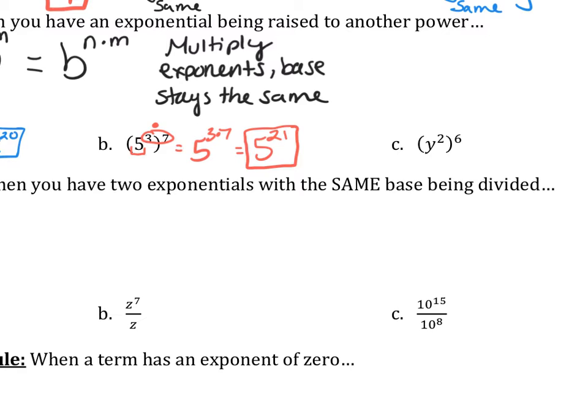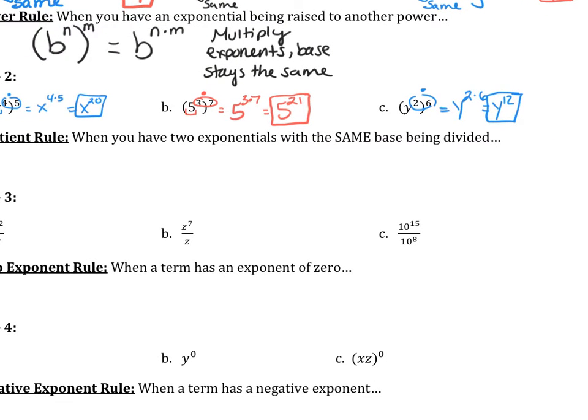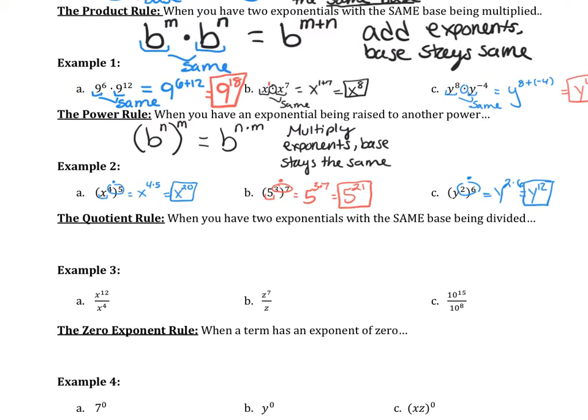And so what would letter C be if we wanted to simplify that? Y to what power? 12. Multiply 2 times 6. You don't have to write this in between step with the multiplication if you don't want to. I'm just doing it so you can remember where those numbers are coming from, but as long as you have y to the 12th, that's good. Okay, any questions so far?